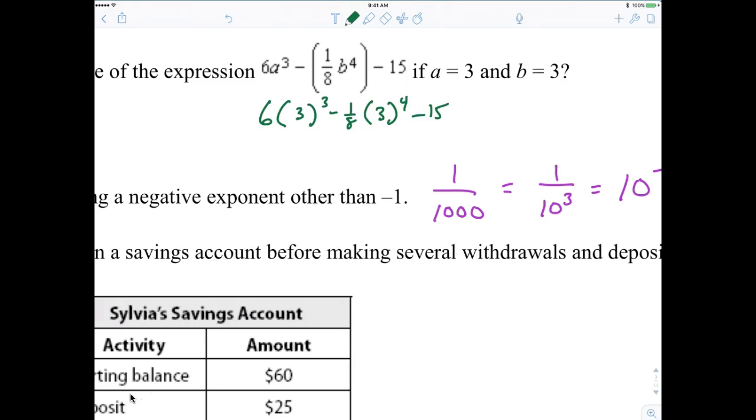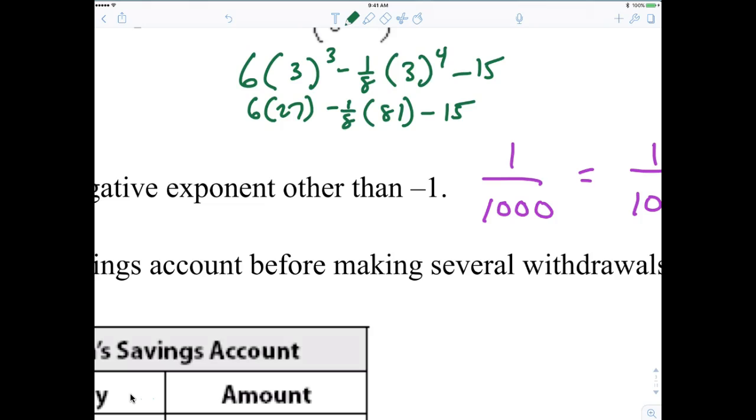What's 3 to the 3rd? 27. Does everybody agree with that? So I have now 6 times 27 minus 1/8. 3 to the 4th, you should be able to tell me, is 81. Is everybody okay with that? Yes. And now 6 times 27, I think, is 162 minus 81 over 8 minus 15. Does everybody see that?